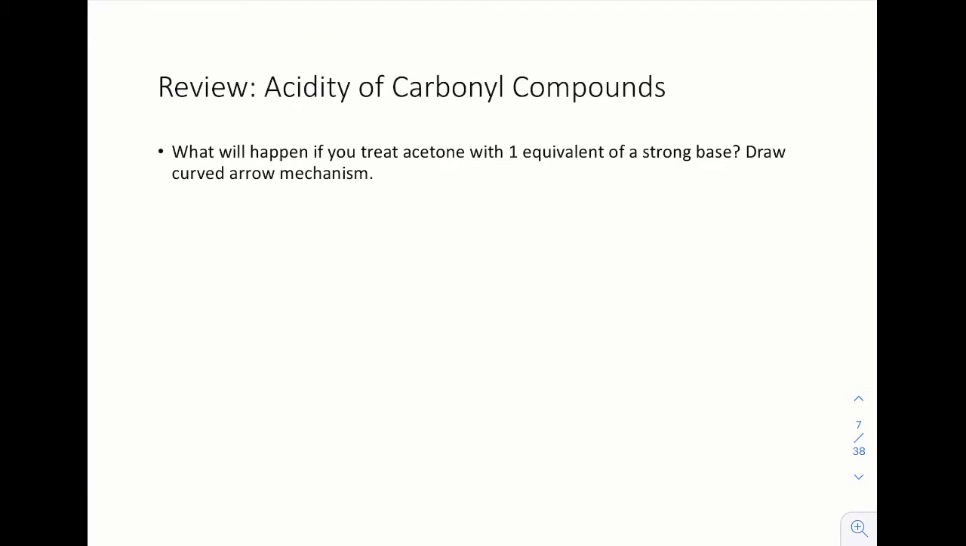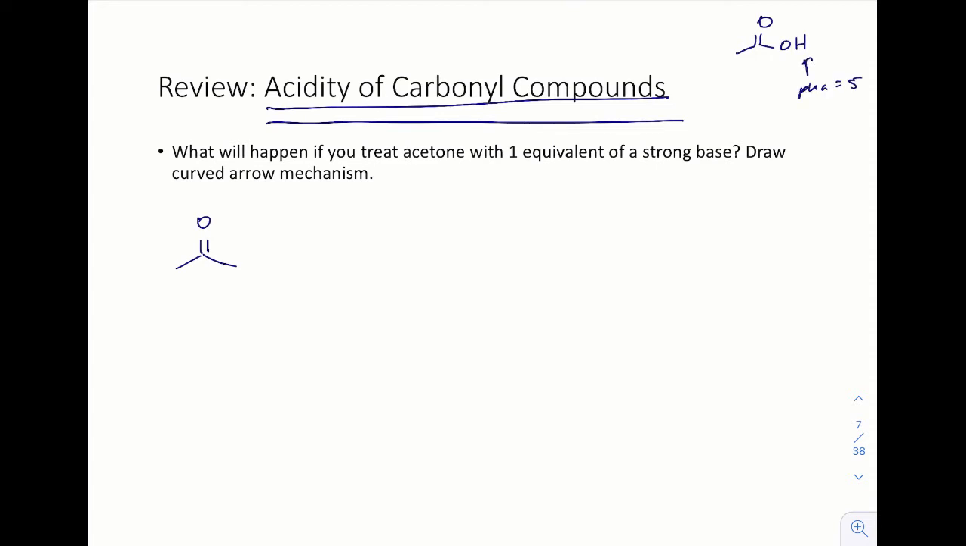And before we learn that different reaction, let's review the acidity of carbonyl compounds. And I'm not talking here about the acidity of carboxylic acid. That's important. But when we've talked about the acidity of carbonyl-containing functional groups in the past, we've really talked about the alpha carbon. And more of these carbonyl-containing functional groups have alpha carbons than have this carboxylic acid proton.